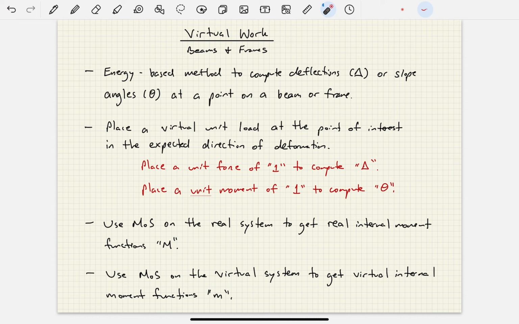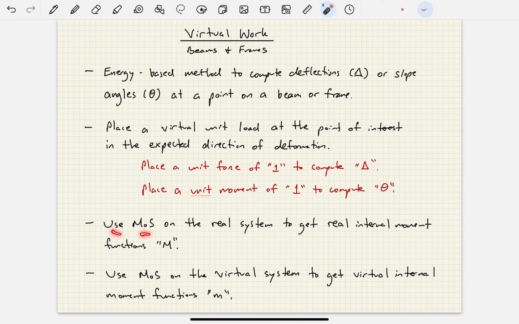If we want to compute a deflection, delta, we place a unit force of 1 in the expected direction of displacement at the point of interest, okay? Now, what if we want to compute a rotation angle theta? Well, we place a unit moment of 1 to compute theta, okay? And then from there, we do method of sections twice, okay?